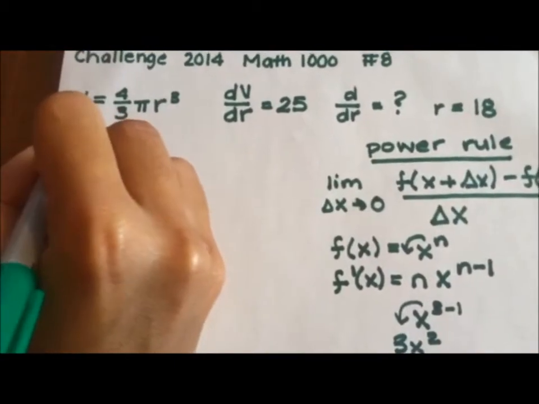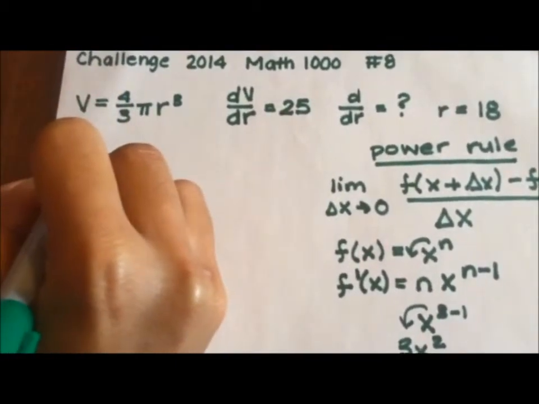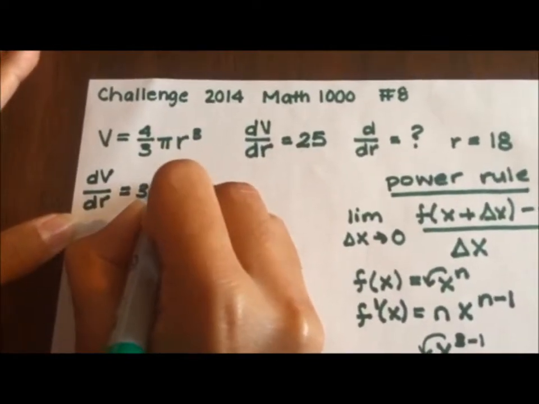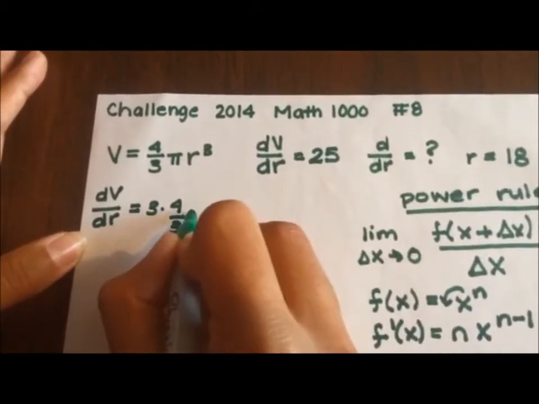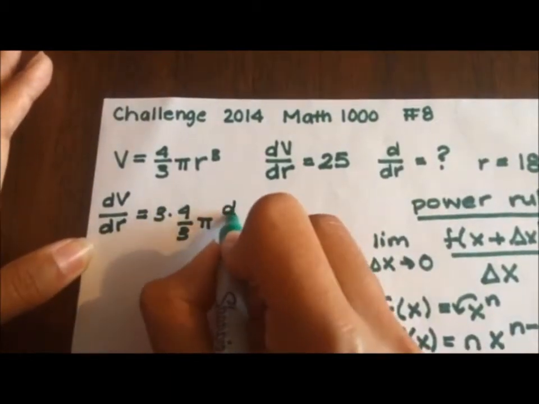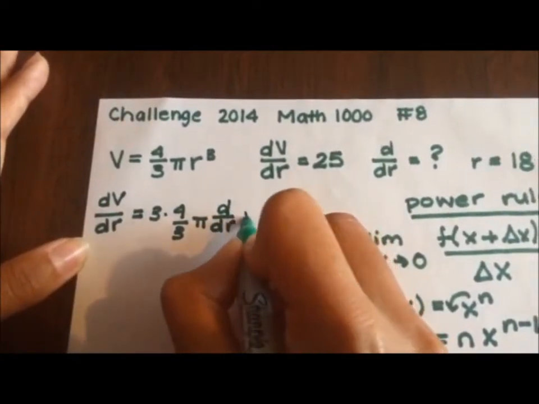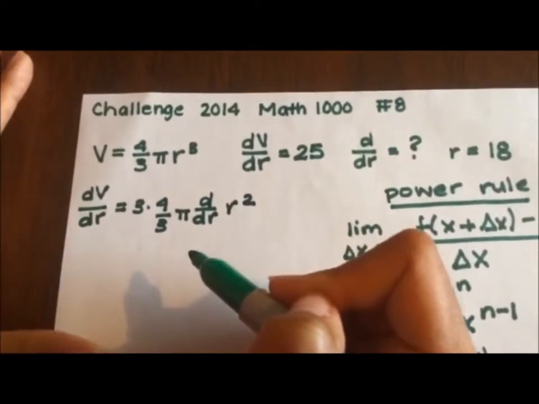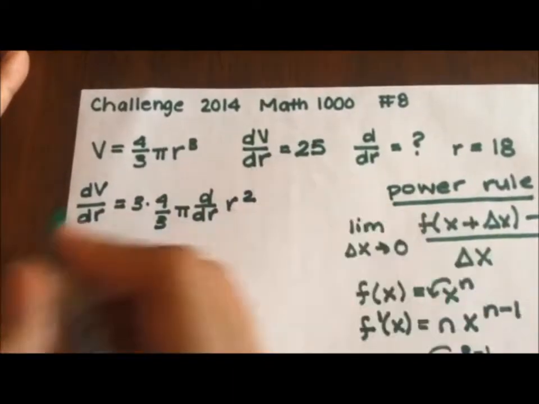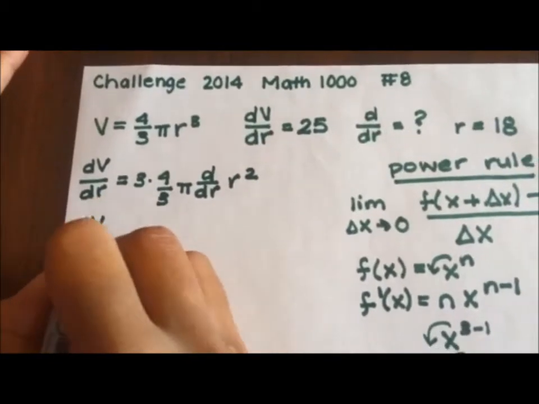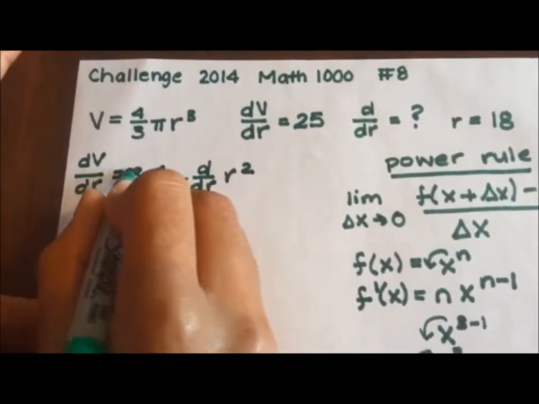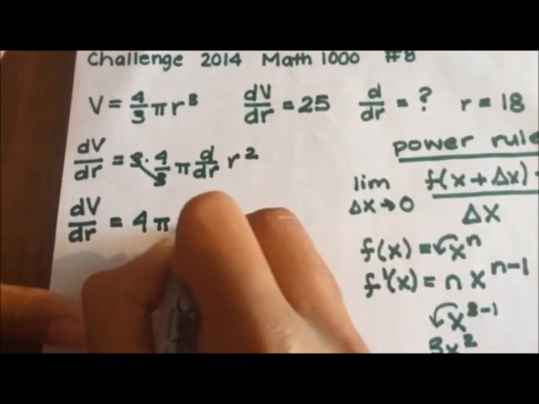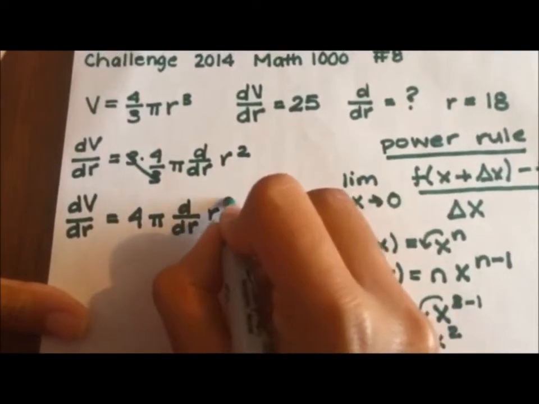So now if we were to apply this power rule to our formula we have over here, we're going to say that the derivative of V with respect to r is going to be, take down the 3, so we have 3 times 4 over 3 pi, times r squared, since we subtracted the 1. Now, what we're going to do is we're going to simplify it a bit. So we have dV/dr is equal to, those cancel out, 4 pi r squared.